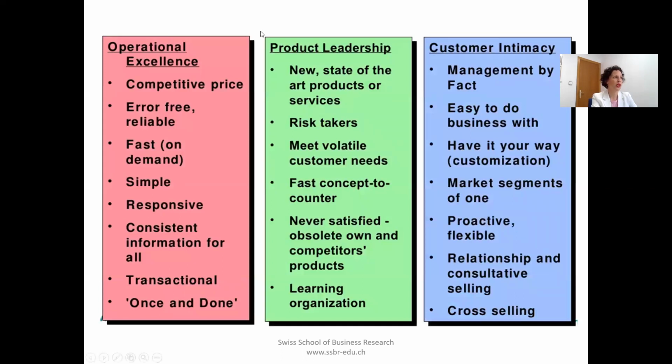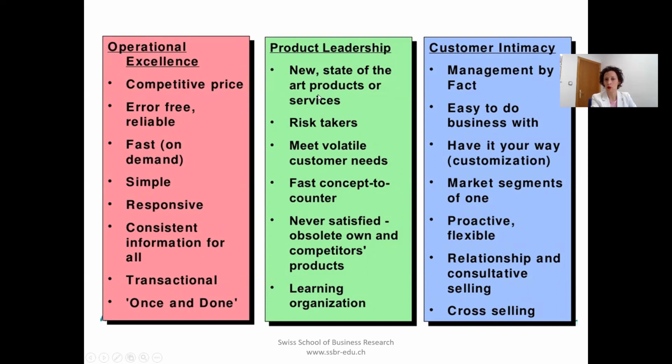So what are some KPIs? What are some characteristics of these different types of market disciplines? Well, companies such as Acer that are looking to be a low-cost producer have very competitive pricing. They are reliable. They are fast. They are simple, responsive, consistent, transactional, and once and done. You buy it and that's it.